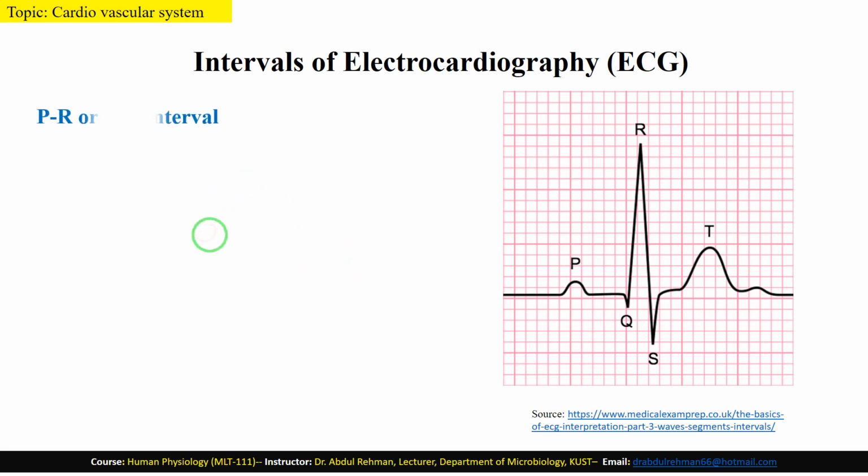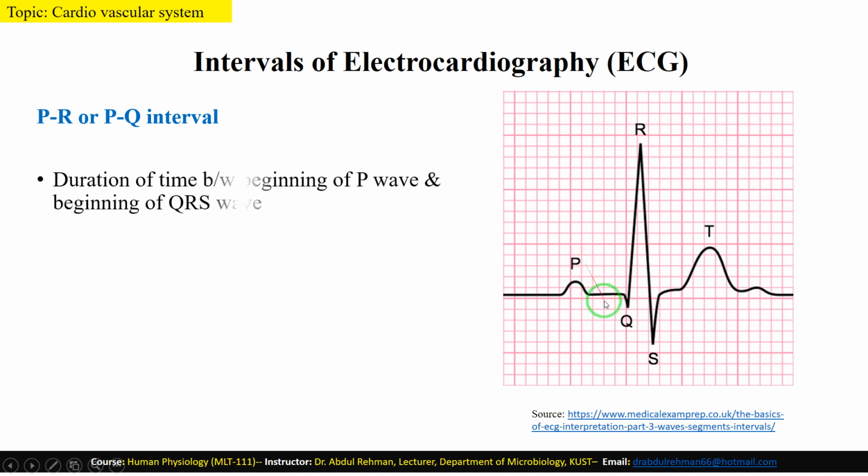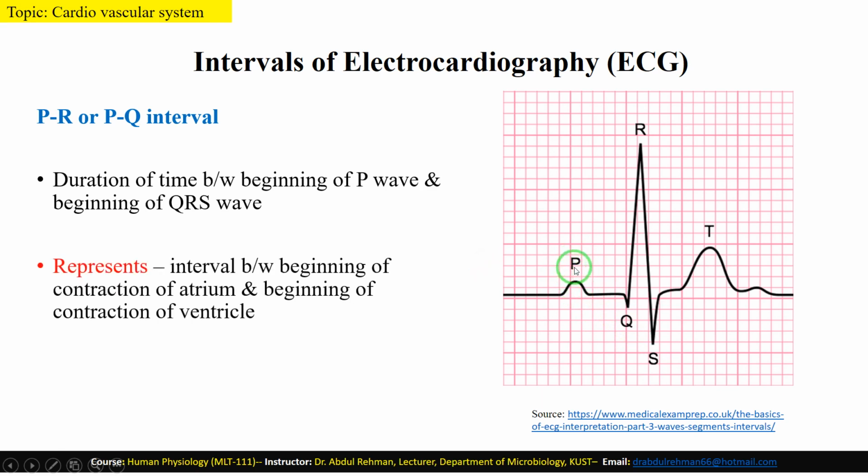The second component of ECG is the intervals among the different peaks generated during ECG, and the first interval is the PR interval. It is the duration between generation of the P wave and generation of the QRS wave. It actually represents the interval between contraction of the upper portion of the heart, that is the atrium, and the beginning of contraction of the lower portion of the heart, that is called the ventricle. And the normal time required for the PR interval is 0.35 seconds.